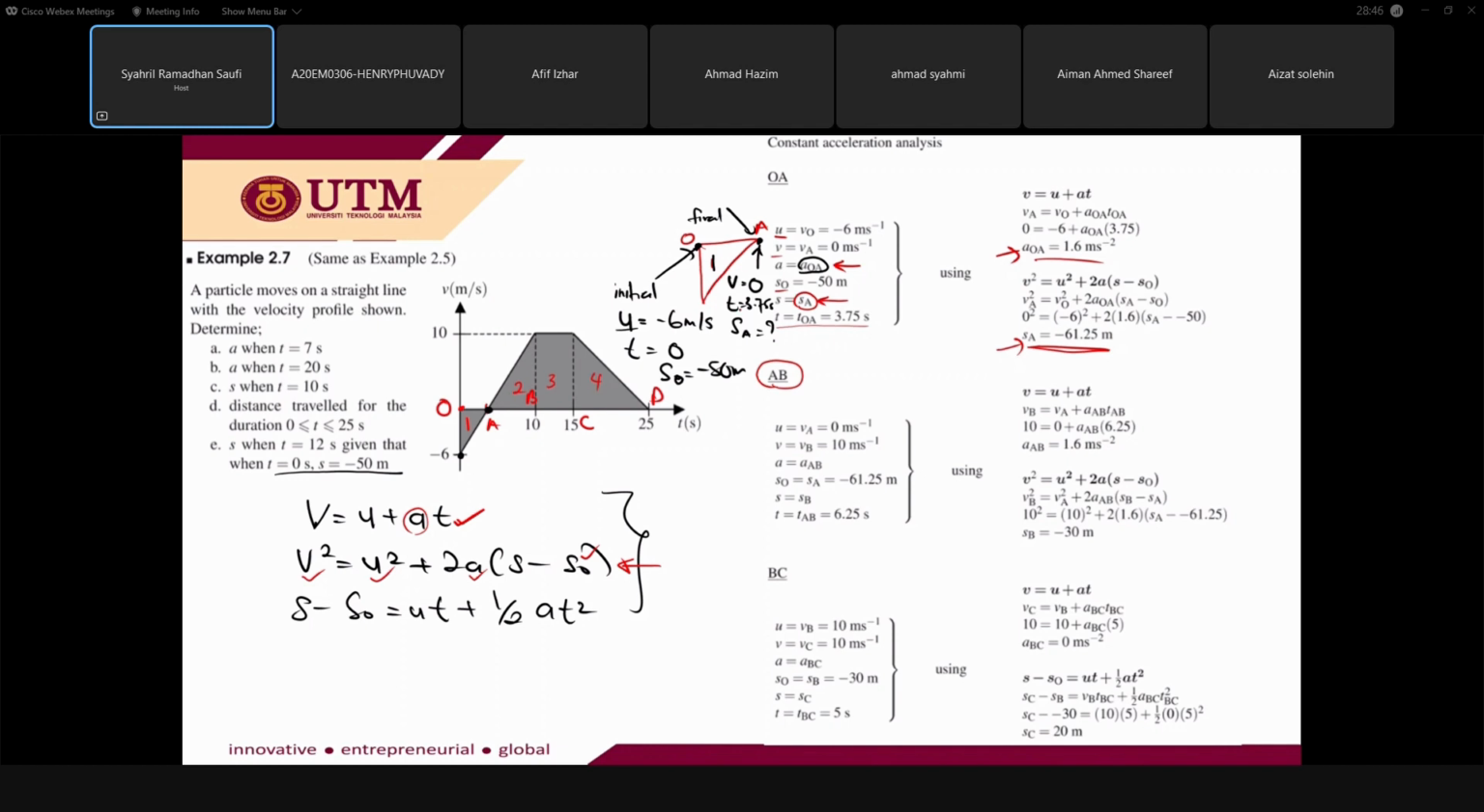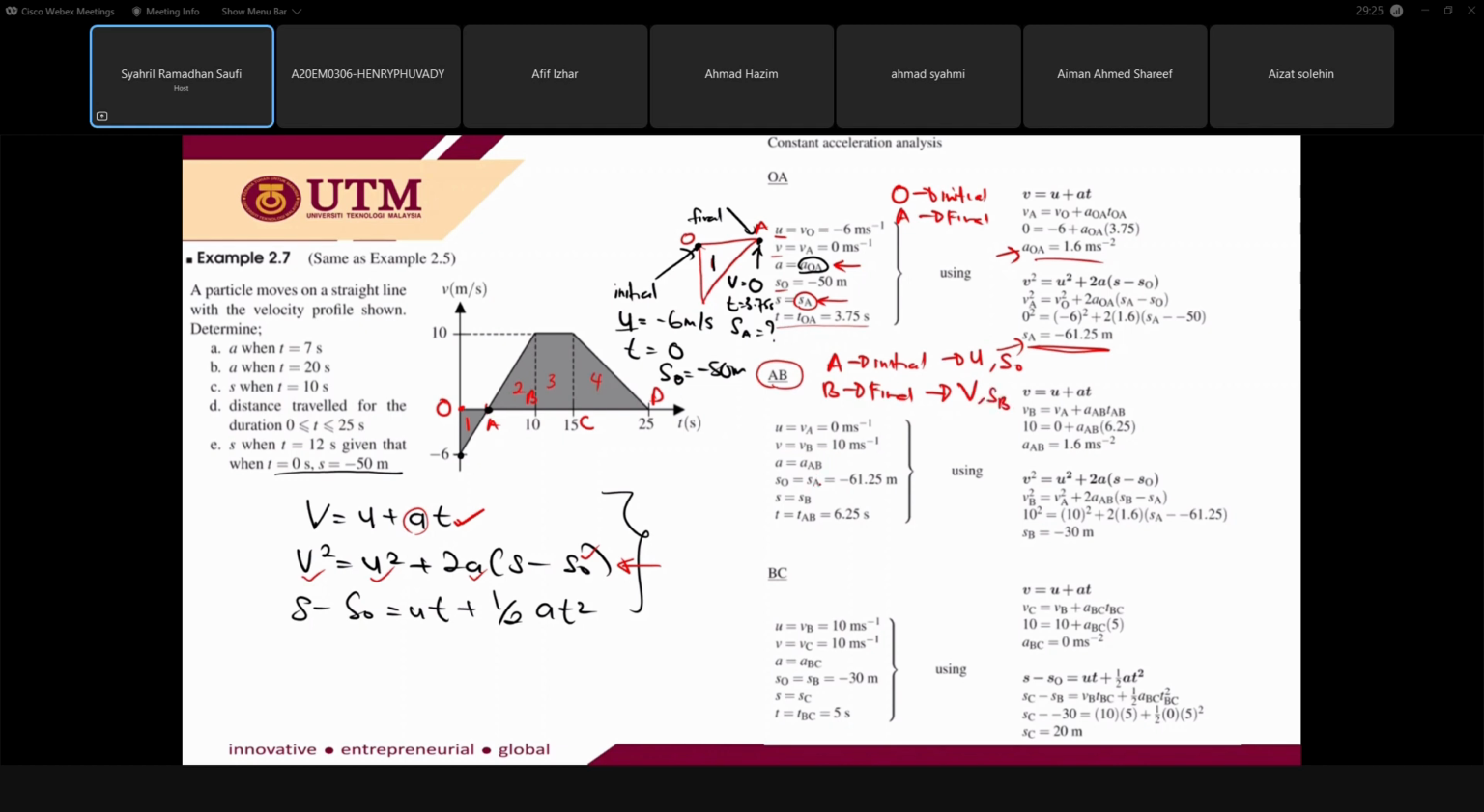Okay, and then after we finish the first section, we go on to the second section, which is section A to B. So now point A becomes the initial point and B becomes the final. Here O was the initial and A was the final. So point A will become your initial velocity, point B will become your final velocity, and this would be your S naught, and here it should be your SB.